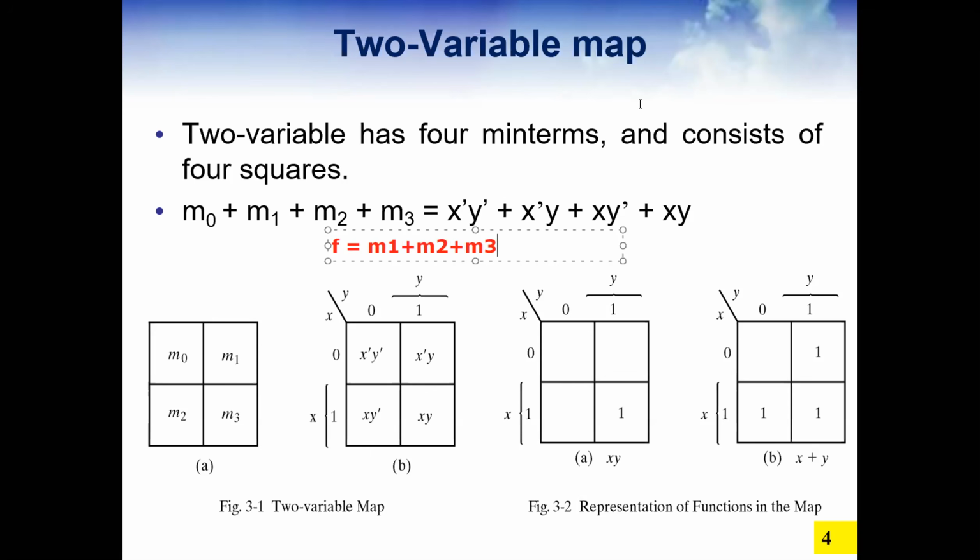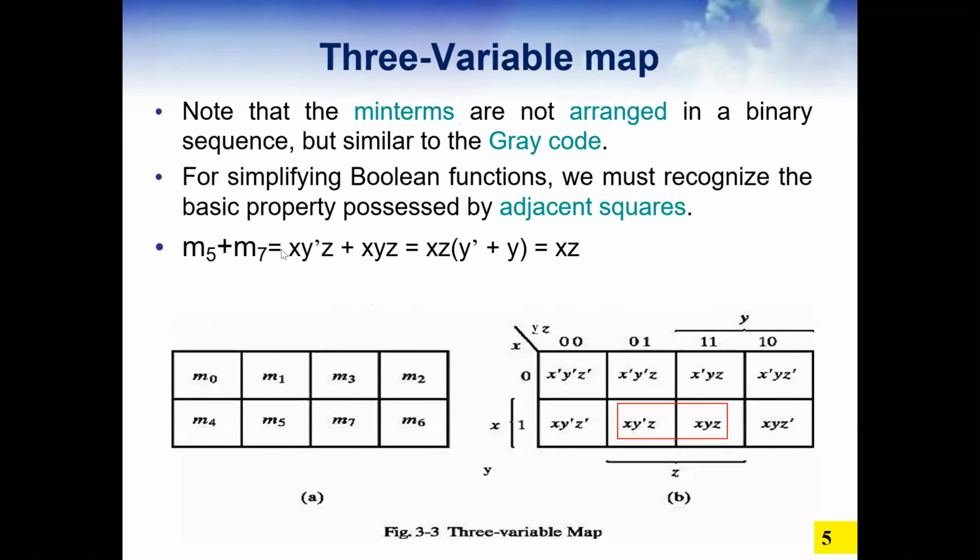So next, the three variable K-map. I will start with the three variable map, which will be easy to understand. Their combinations will be 8. You know that three variables can produce 8 minterms, so I will be having 8 squares. You can see like that, 8 squares.